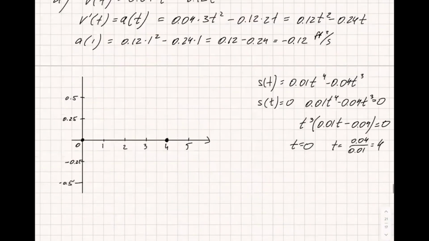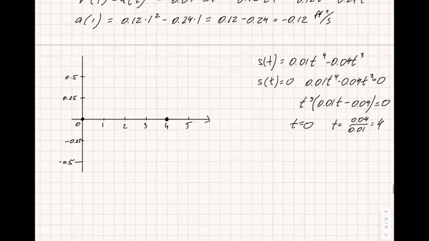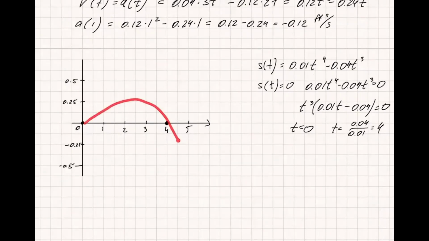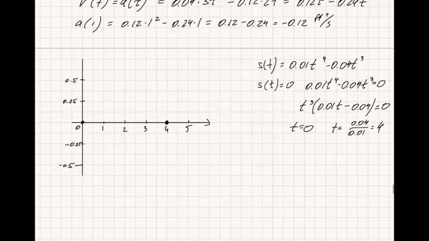So at 3 seconds, I am expecting to have either the maximum or the minimum. So I need to check that. So s of 3 is equal to 0.01 times 3 to the fourth minus 0.04 times 3 cubed, which is negative 0.27. So I have a point at 3 seconds and negative 0.27, so approximately somewhere here. So it's 3 comma negative 0.27.